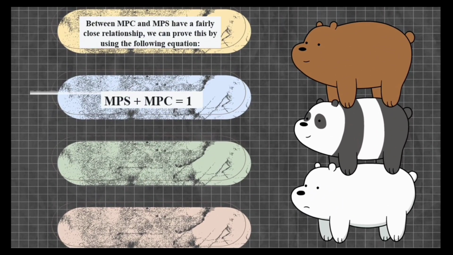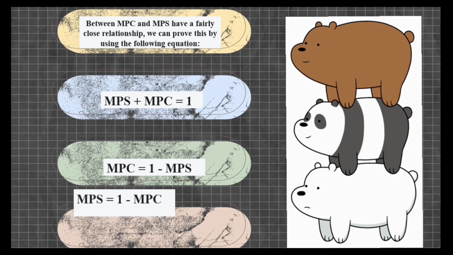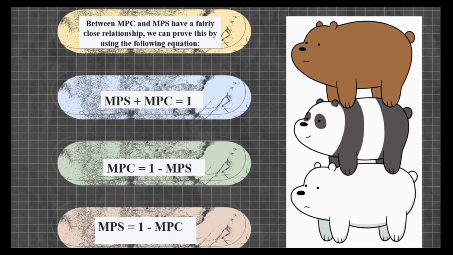Okay, last I will explain the relationship between MPC and MPS. Before, a consumption function is a function that describes the relationship between household consumption level and national income in an economy. The marginal propensity to consume, or MPC, is the ratio between increased consumption and increased income. The formula of MPC is MPC equals delta C divided by delta YD.